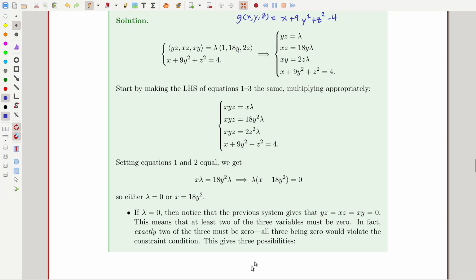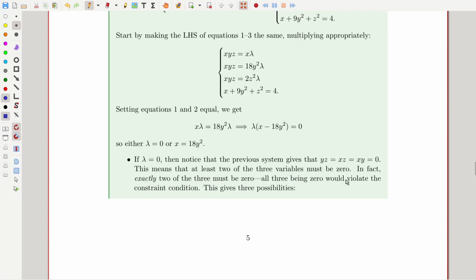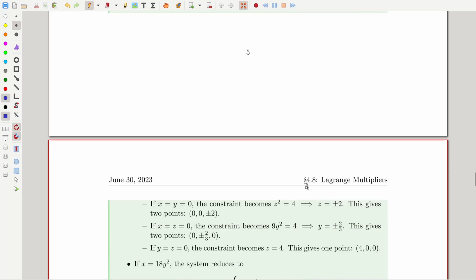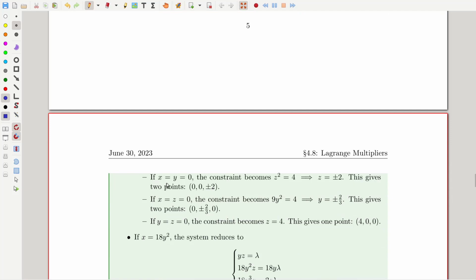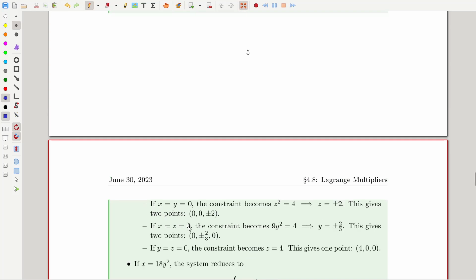And then I say not only that, but there must be exactly 2, because if you made all 3 of them equal to 0, the constraint would be invalid. The constraint would not work. So there must be exactly 2 variables that are equal to 0. I do this because that tells us the subcases. So there are going to be 3 subcases. One where x and y are 0, one where x and z are 0, one where y and z are 0. Those are the 3 subcases. Okay.